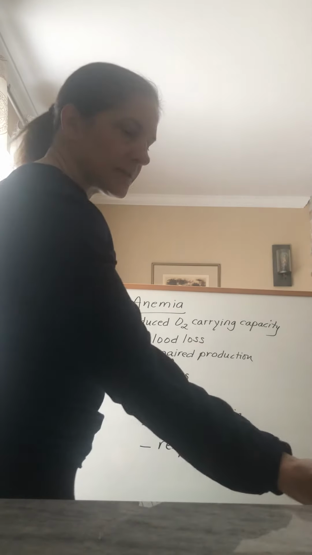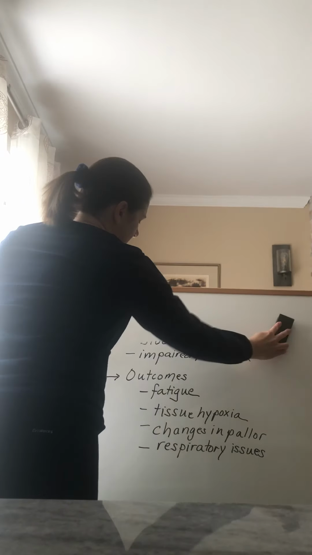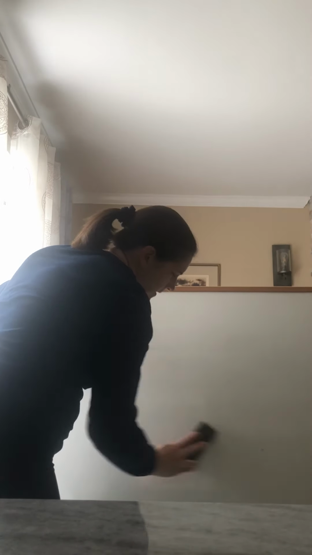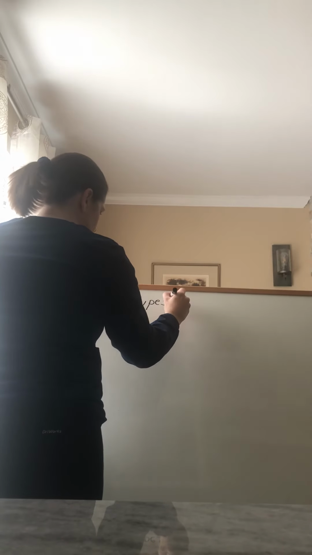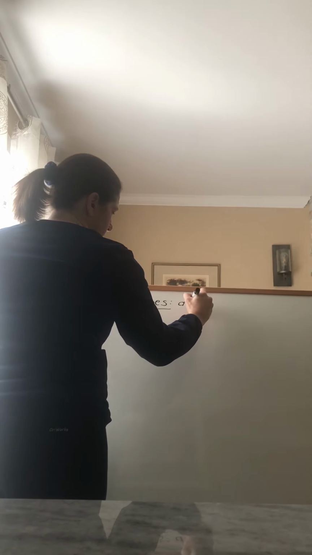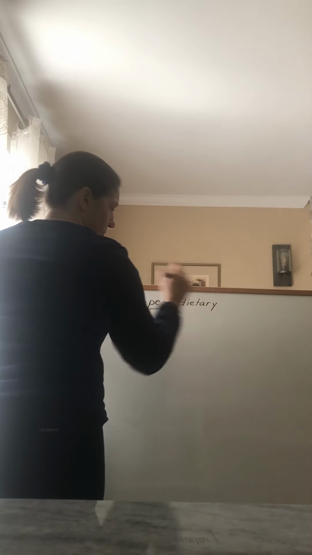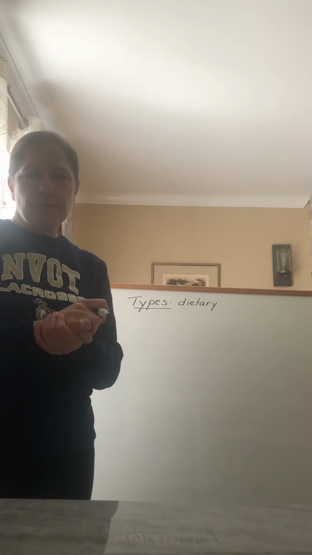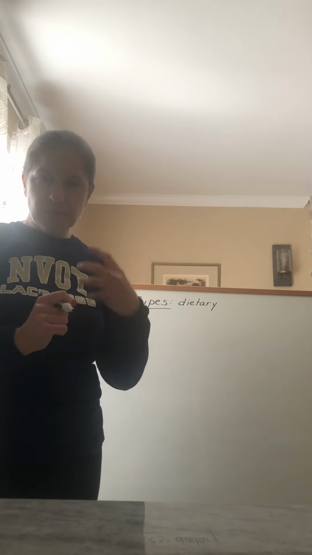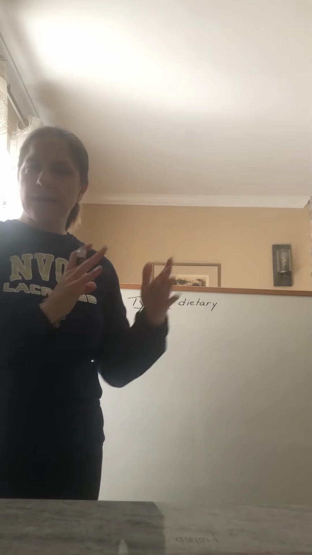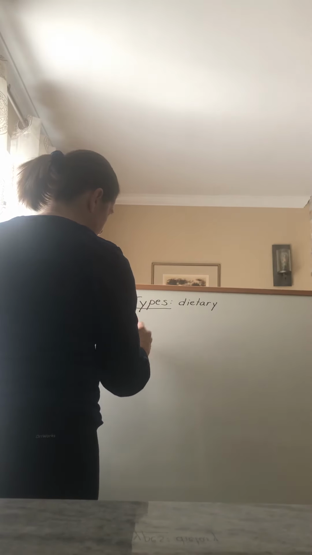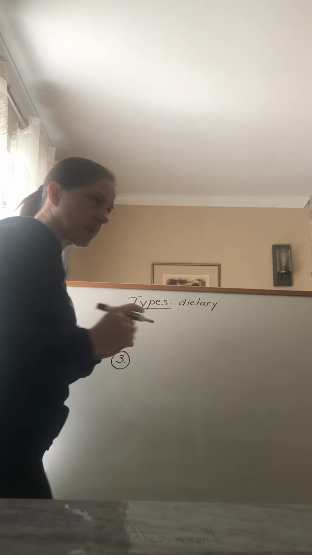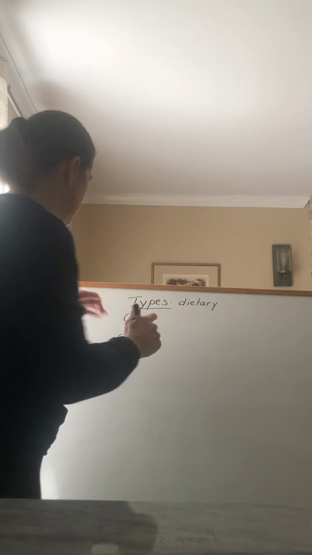Now we can break down a couple of different types of anemia. When we're thinking about types of anemia, I'm going to start with some dietary issues, okay? The guided notes will give you fairly detailed information about all of these different types of anemia. I'm just going to highlight them here now to supplement. We're going to give you 3 examples of dietary anemia, okay? So the first one would be pernicious anemia.